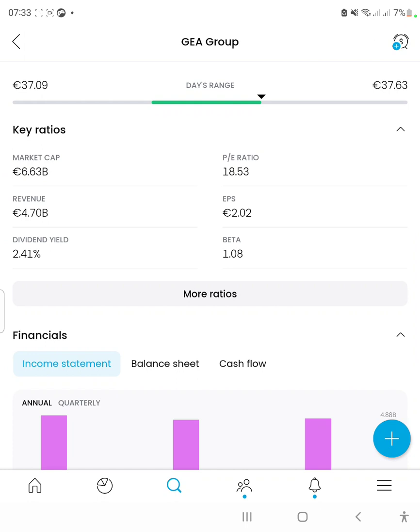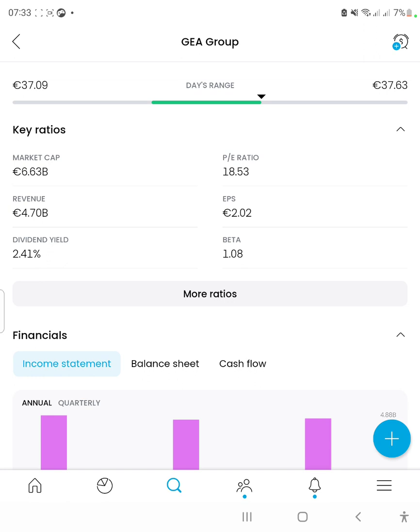The dividend yield, which is the amount of cash paid out to each shareholder, was 2.41% of the share price, or of the entire price of the company. So the PE ratio, which is the price of each stock divided by the earnings per share, was 18.53. The earnings per share was 2.02 euros.